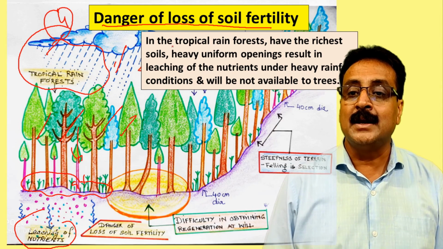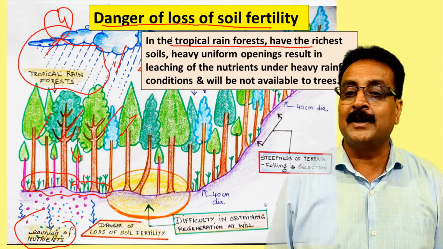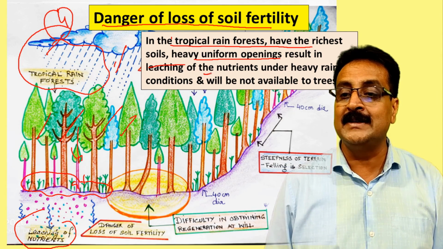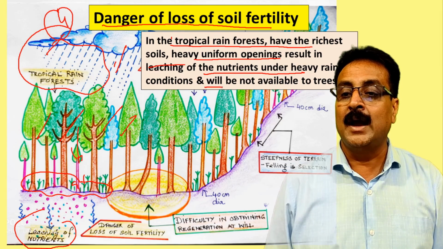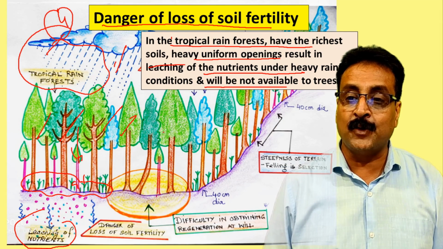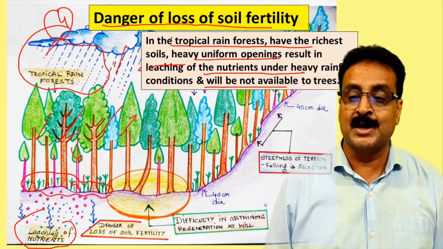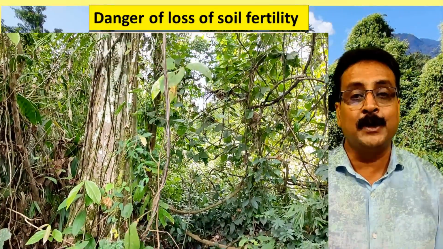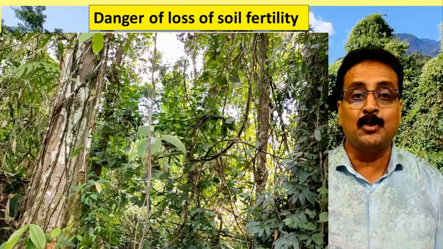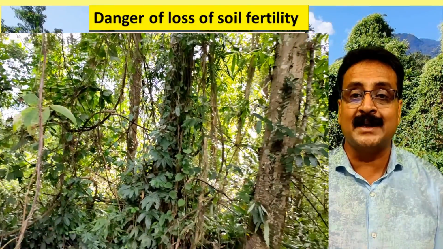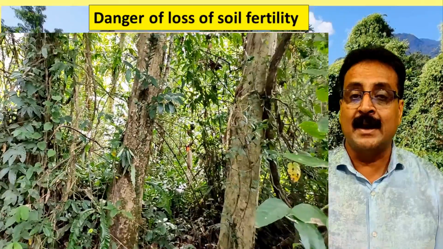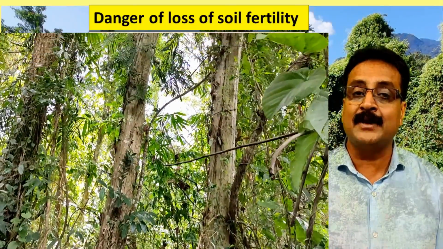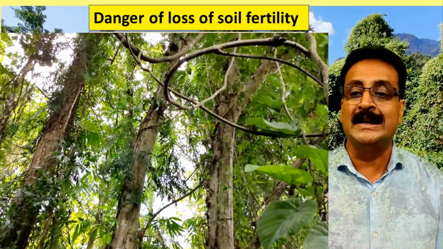So in this condition, in the tropical rainforest, we have the richest soil. As I told you, heavy uniform felling cannot be done because it will leach the nutrients under heavy rainfall and they will not be available to the trees. So what we have to do in such conditions is fell very cautiously, keeping the pole and immature trees so that crown cover is there, and then we fell with a very light thinning so that we can save the nutrients from being leached down.